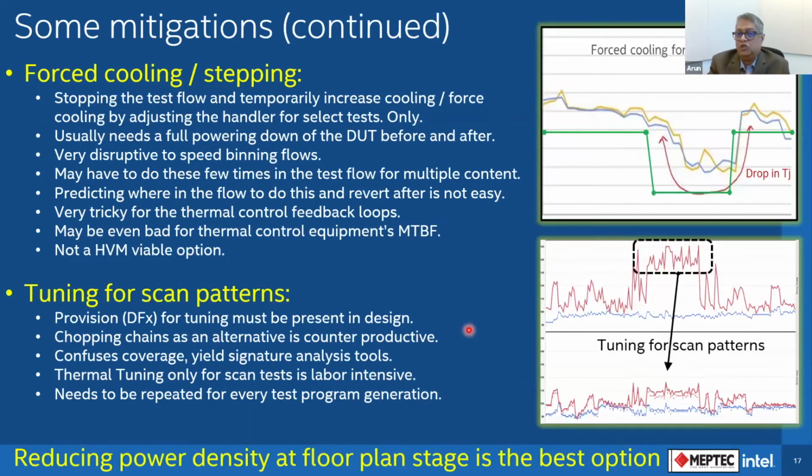The third one is forced cooling, where the thermal control equipment can come into play, so that you can temporarily step down the temperature momentarily and then go back when the speed binning or the top bin happens. This is very difficult. This is very confusing for the thermal equipment, actually. It suddenly goes cuckoo because all of a sudden you are loading a new recipe and doing something. And even the DUT needs to be stopped because you are changing something in between. It has to be powered down and powered up, and a lot of confusion, actually.